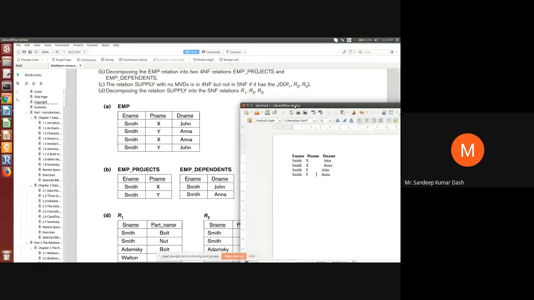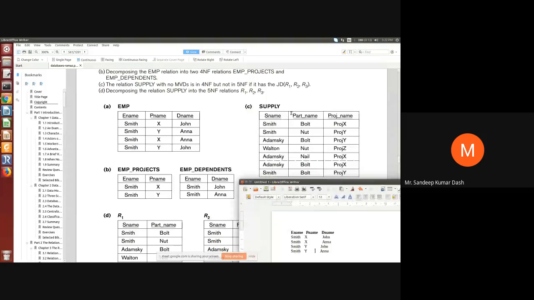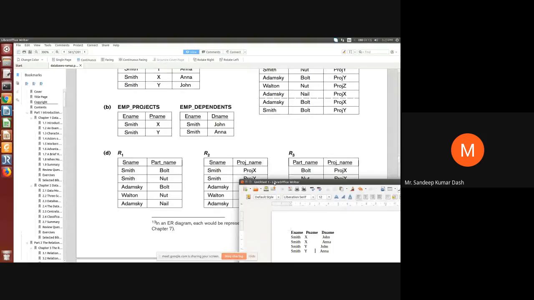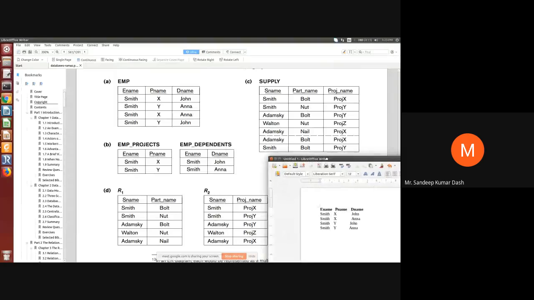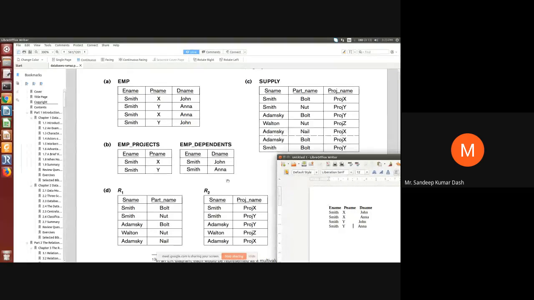Okay, so this is fine. But if you consider this table, the supply table, where there are the same three columns, S name, part name and project name. Suppose I divide it into two different tables. One is S name with part name, another one is S name with project name. Okay, then you see whether any additional row will come or not.